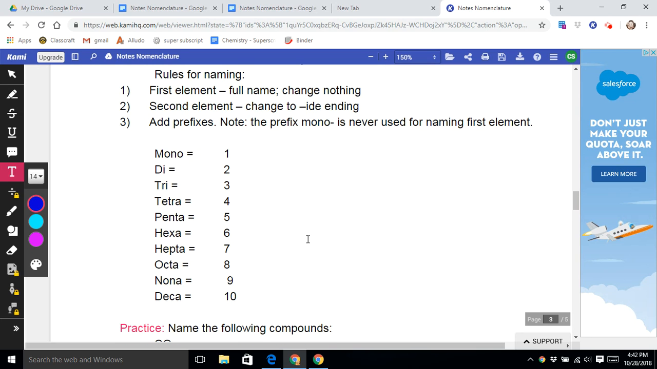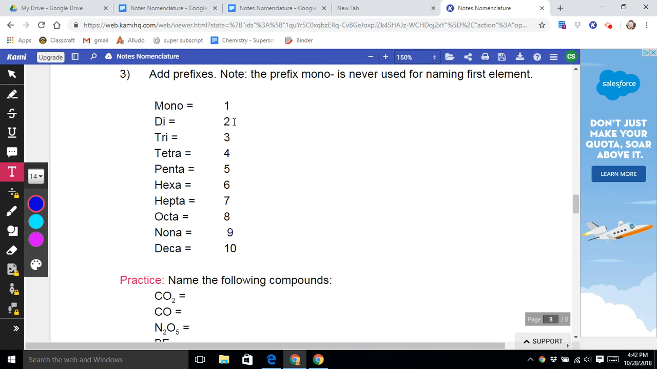So here are the 10 prefixes that we have to know. 1 is mono, 2 is di, 3 is tri, 4 is tetra, 5 penta, 6 hexa, 7 hepta, 8 is octa, 9 is nona, 10 is deca.